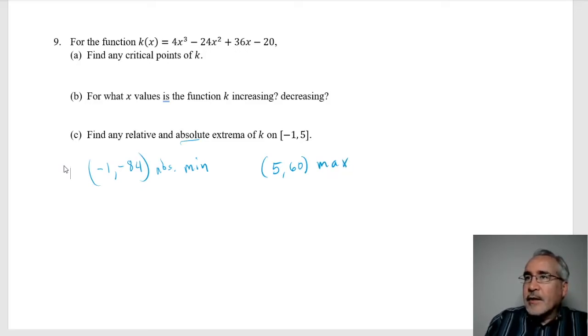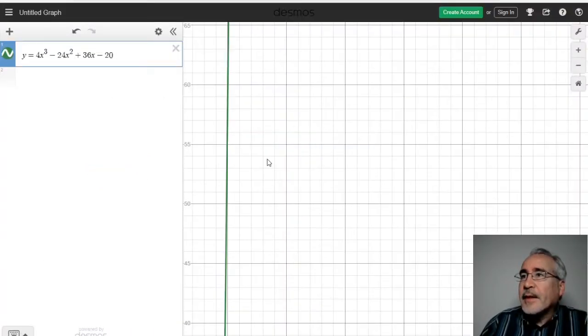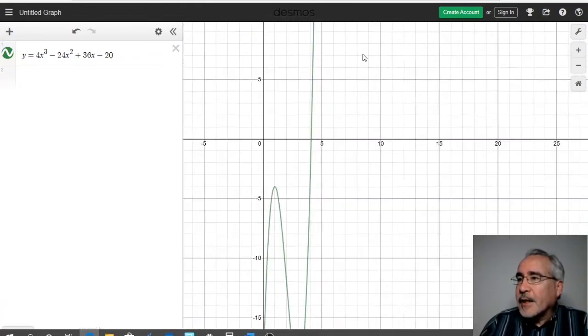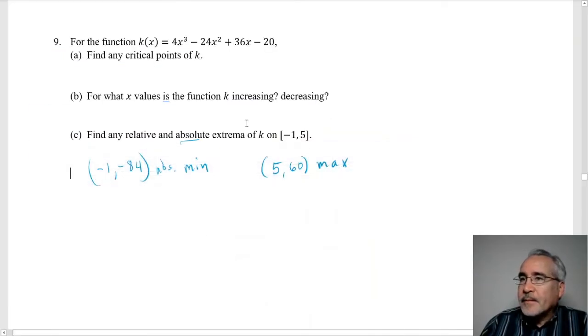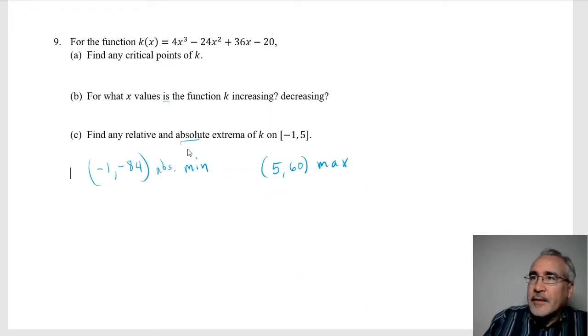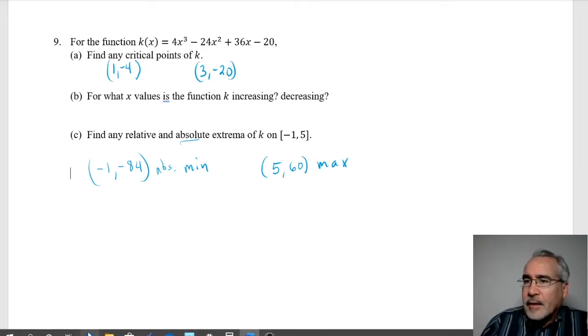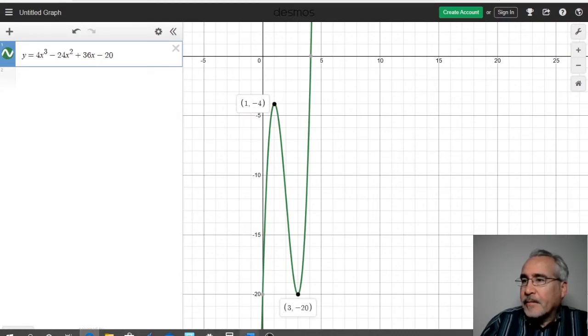For what x values is the function k increasing? Okay, we come to critical points. Critical points were 1 and -4, right? Come back down. Yeah, it's -4. So there's that one there. We lock it in: 1 and -4, and 3 and -20. Critical points. Now when they say critical values, they're looking just for the x value, but a critical point is a coordinate. And then it was what? 3 and -20. Yeah, that's it.